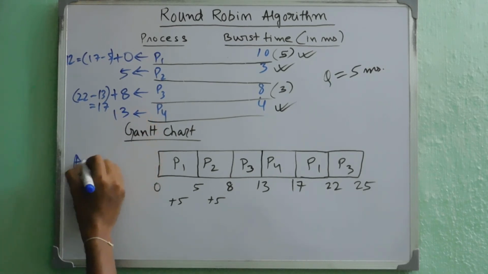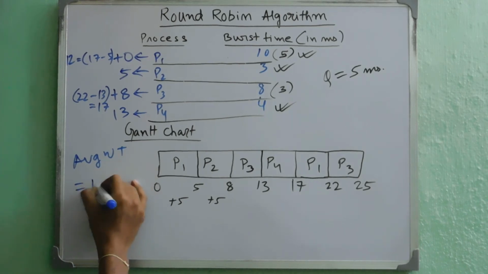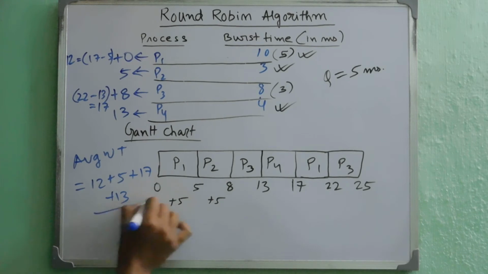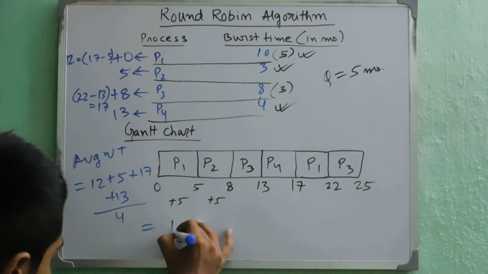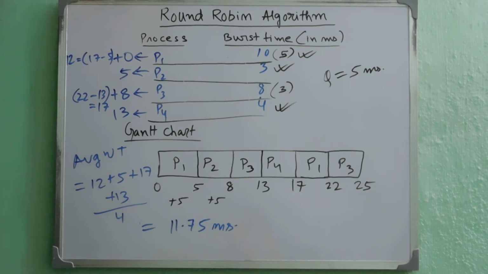Therefore the average waiting time is equal to 12 plus 5 plus 17 plus 13 divided by 4, which is equal to 11.75 milliseconds. So this is the round robin algorithm, and this was the last video on the CPU scheduling algorithms.